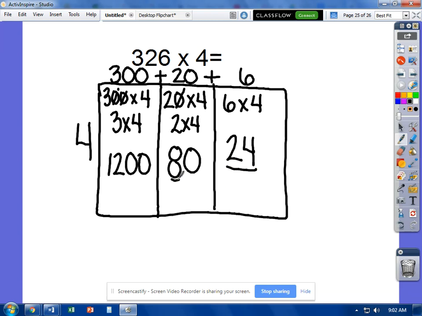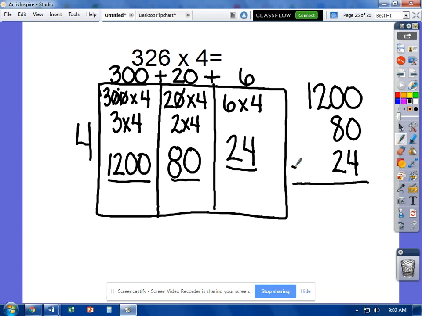Then I'm going to take these, and these are called my partial products, and I'm going to add them up. 1,200, 80, and 24. Now I'm being really, really careful to make sure that I line up my ones together, my tens together, my hundreds, my thousands, and so on, because it makes it easier to add later. So 0 plus 0 plus 4 is 4. 8 plus 2 is 10. I need to carry my 1. 1 plus 2 is 3, and my 1 just drops down. So my answer to 326 times 4 is 1,304.